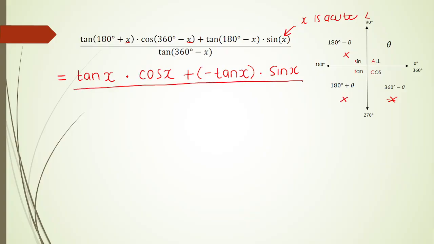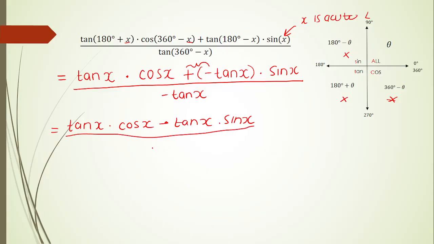Everything over 360 minus, again that is in cos's quadrant, so negative tan of x. Okay, so let's go figure out what is happening over here. I know when I multiply those two, it's going to become minus. So let me rewrite this. I've got tan times cos of x minus tan of x times sine of x, all over my beautiful straight line, negative tan of x.